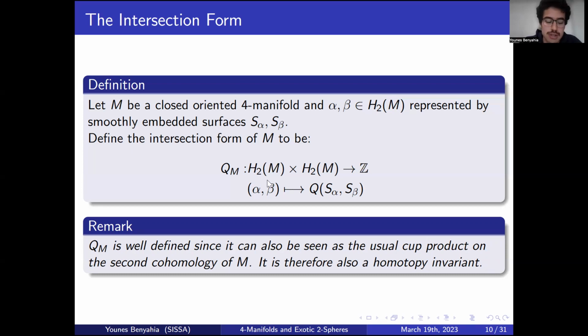Anyways, this depends on the second homology and on the cohomology ring, and the cohomology ring is a homotopy invariant. So this intersection form is itself a homotopy invariant, and a homotopy invariant is slightly weaker than a homeomorphism, much weaker. But this means if four manifolds are homeomorphic, they will also have the same intersection form.